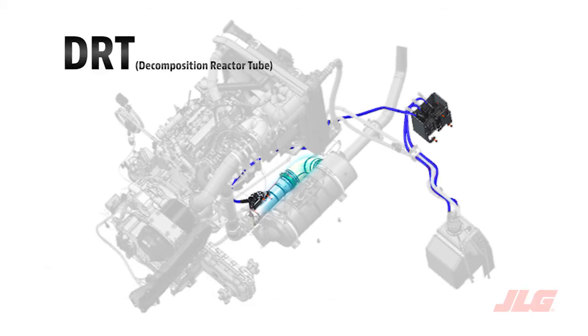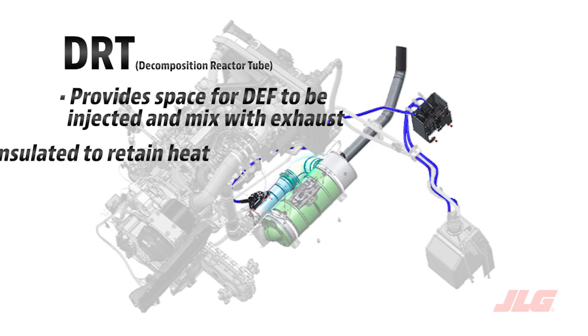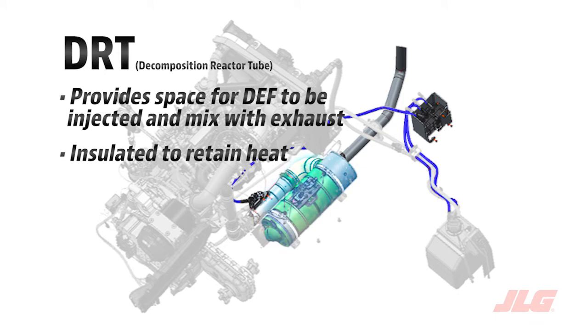Decomposition reactor tube, DRT, mixing tube. The DRT and exhaust hardware are insulated to retain heat. Higher temperatures help prevent unwanted deposits generated from urea from accumulating within the tubing and catalyst.